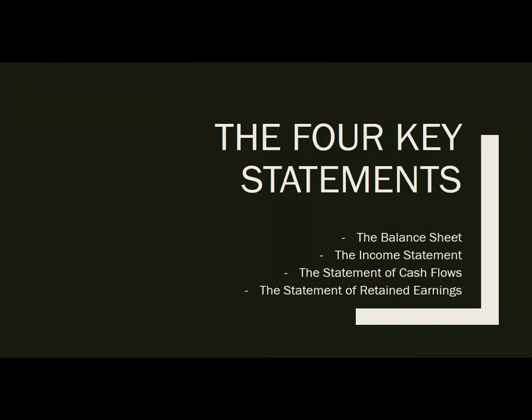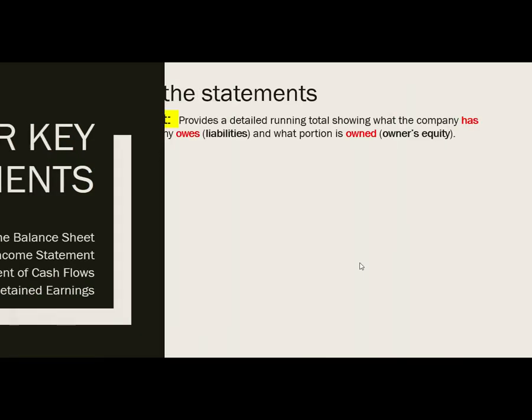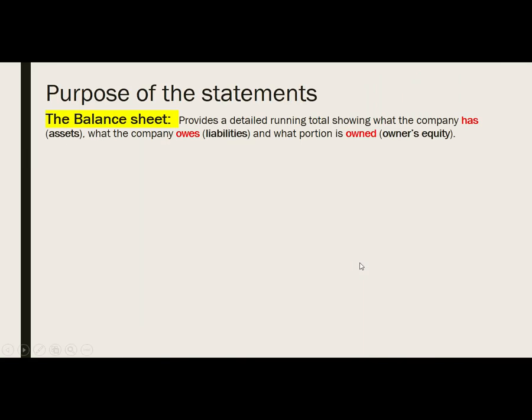Of the key statements covered in this course, 3 are the balance sheet, the income statement, and the statement of cash flows. The statement of retained earnings is discussed; however, you should concentrate mostly on the balance sheet, the income statement, and the statement of cash flows. So what are they? The balance sheet provides a detailed running total showing what the company has, what it owns, those are the assets, what the company owes, the debts or any liabilities they have, and what portion of those assets are owned, and that's the owner's equity.